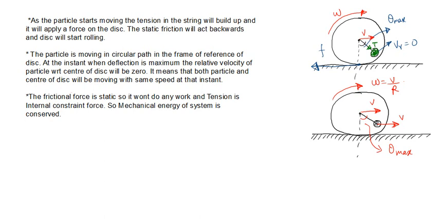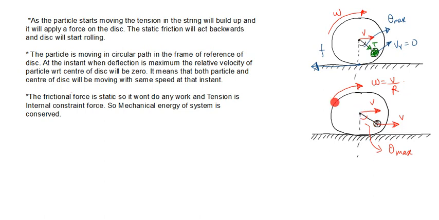Okay, so this figure shows the situation as observed by an observer who is observing the entire thing from the ground frame of reference. So the disk is moving horizontally. The center of the disk is moving with some horizontal velocity v, and the velocity of the particle at this instant will be exactly equal to the velocity of this center. Why? Because the deflection is maximum, and if deflection is maximum, the relative velocity of the particle with respect to the center has to be 0.